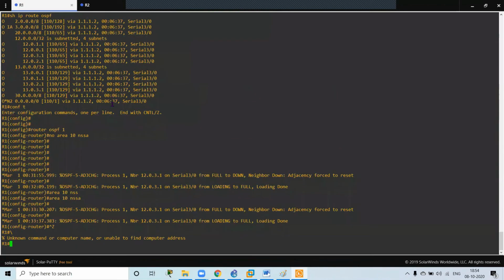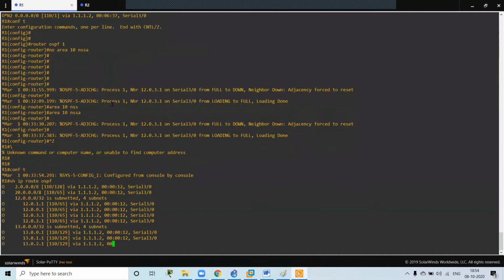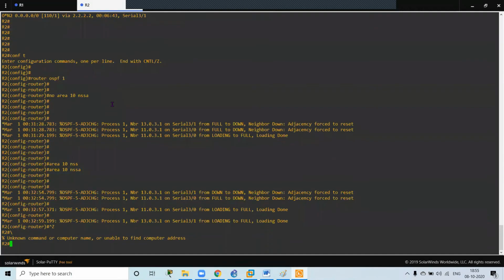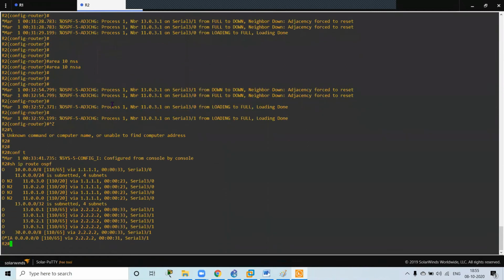Let us come on R1. Show IP route OSPF. You are not getting the OIA routes over here. Instead of OIA routes, you are getting only one default route. Show IP route OSPF on R2. I am getting the 11.network advertised, which means I am running NSSA. I am getting the N2 routes over here, and I am getting OIA routes.